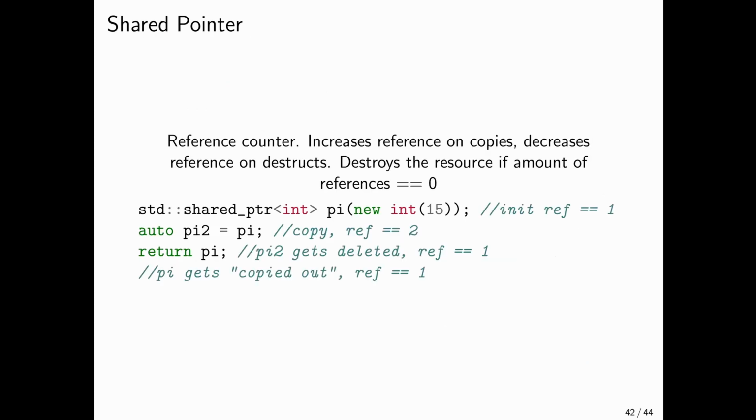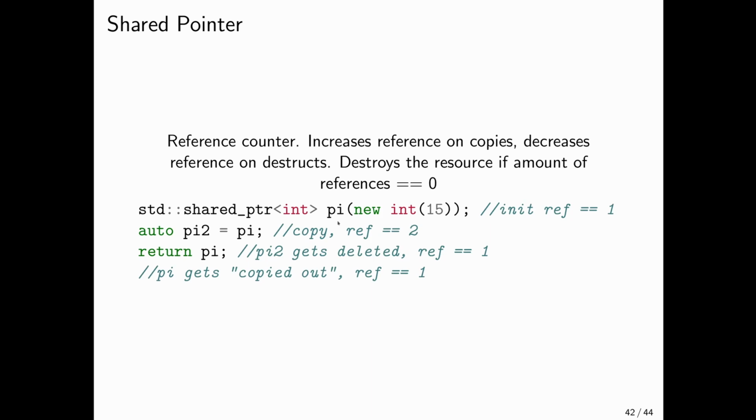There are two more smart pointers. The first one is the shared pointer. The shared pointer is your classical reference counter. It's a class which remembers how many instances are pointing to this resource. And once this reference count goes to 0, it will then, and only then, free the resource.